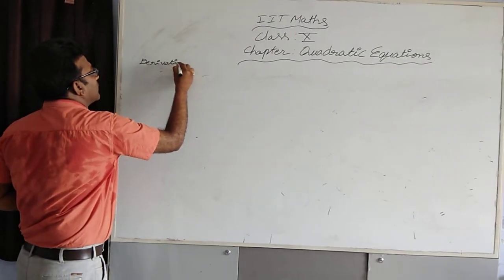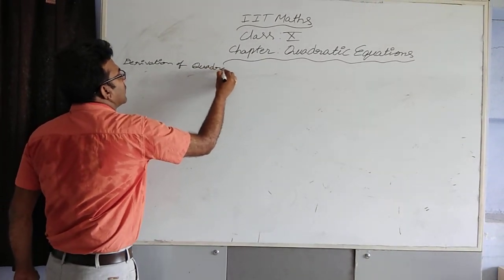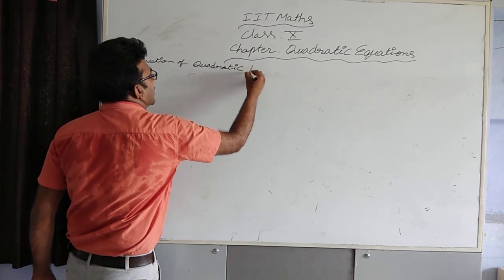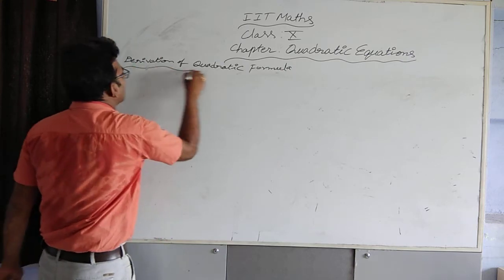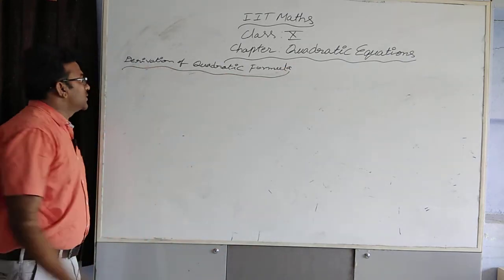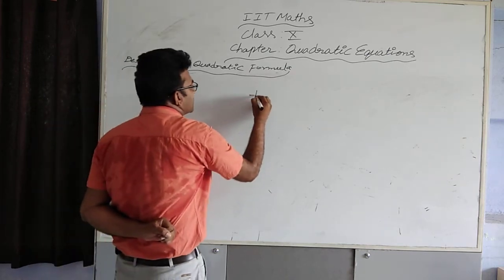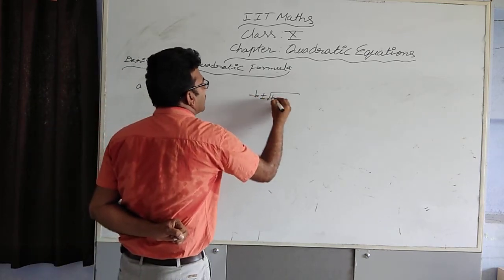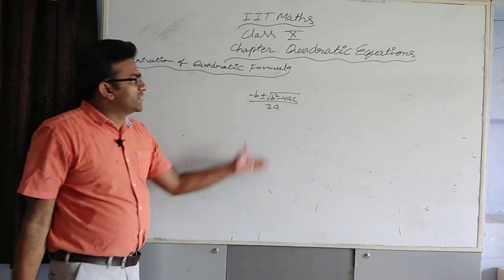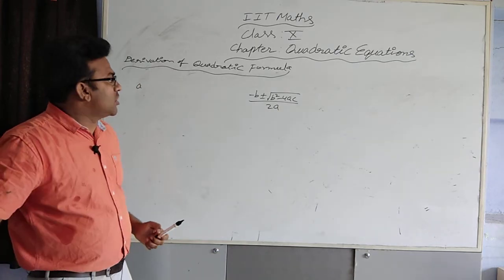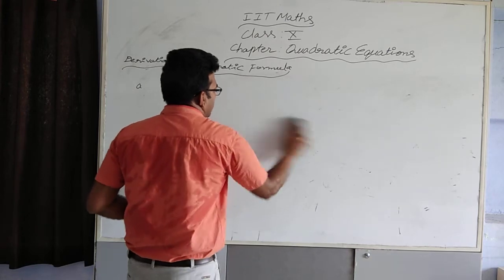Derivation of quadratic formula. Okay, so we know the quadratic formula is x equals minus b plus or minus root of b square minus 4ac, by 2a. I am going to derive this one. So how am I going to derive this? All of you look here carefully.